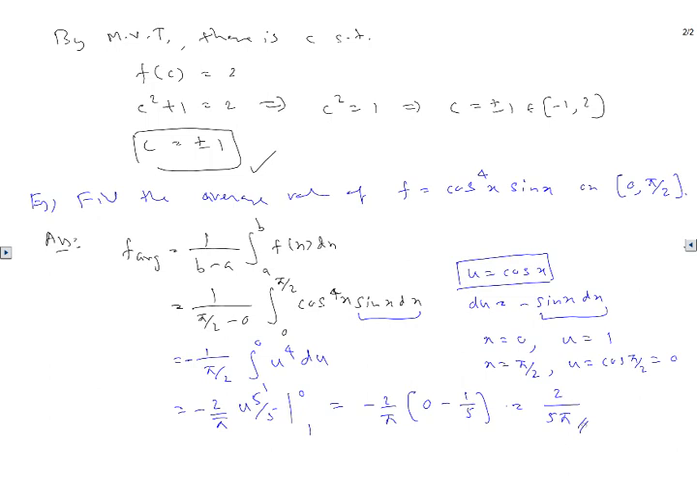But the formula is very simple. You just use the formula 1 over b minus a times the integral from a to b of f(x) dx. Okay, so that's it.